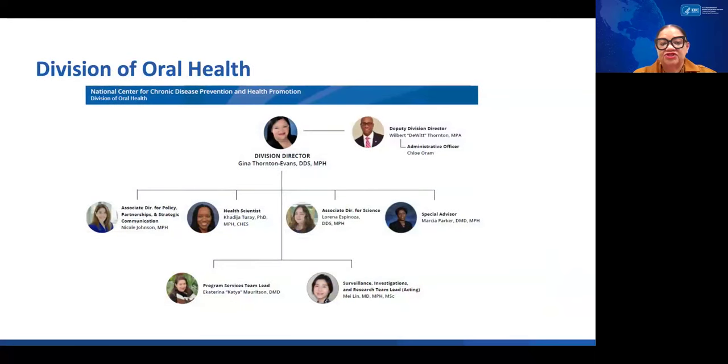This is a snapshot of the Division of Oral Health. We're a relatively small division in comparison to the 8 other divisions within the National Center for Chronic Disease Prevention and Health Promotion. And right now we have 4 operational teams, which includes comms and policy, evaluation. We also have the surveillance and investigations and research team, and then the program services team. And then a newer one we just added is the informatics team. Next slide.